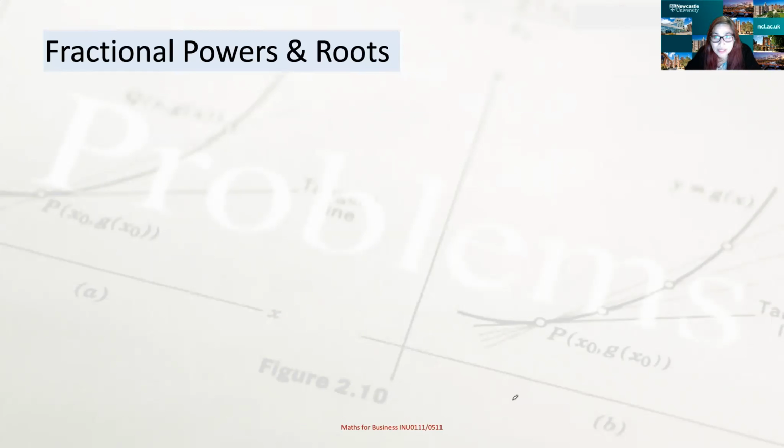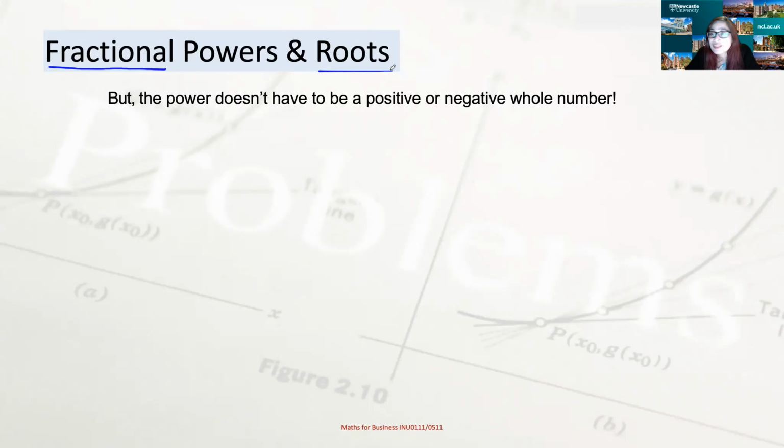Now, we saw positive powers, we saw negative powers, but powers can be fractional too, or roots. So you can call it fractional powers and roots. Yeah, so let's see that. Instead of positive and negative whole numbers, it could be fractional powers.